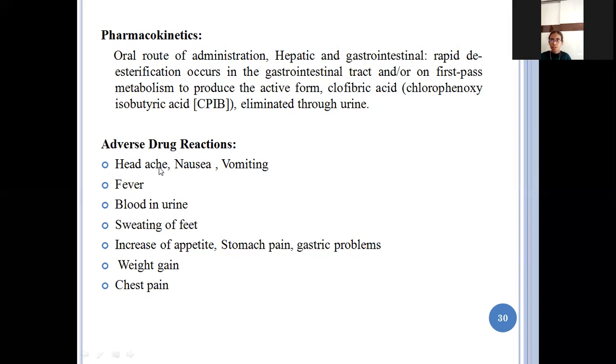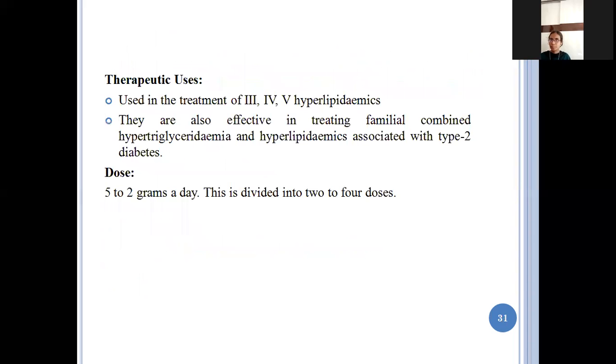Next, adverse drug reactions are headache, nausea, vomiting, fever, blood in urine, sweating of the feet, increase of appetite, that means increase of hunger, stomach pain, gastric problems, weight gain, and chest pain. Uses: it is used in the treatment of type 2, 4, 5 hyperlipidemias, and is also used in the effective treatment of familial combined hypertriglyceridemia and hyperlipidemia associated with type 2 diabetes.